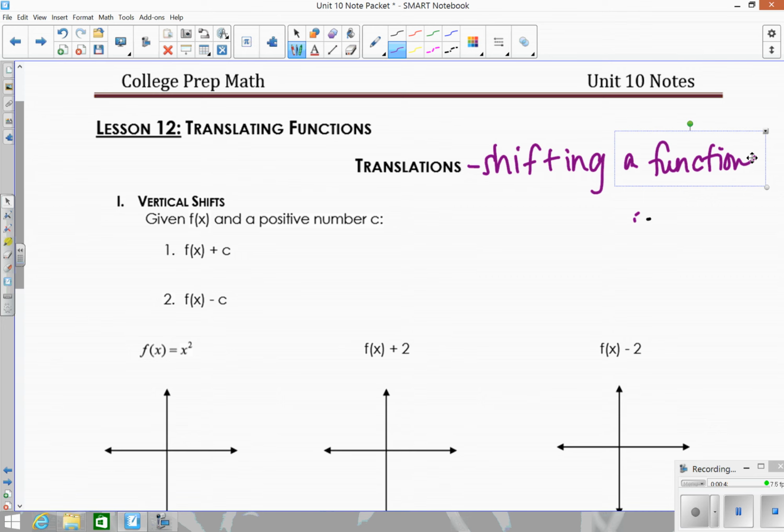Vertical shifts. So if you're given this function and you have a number being added at the end, that means you're going to be shifting upward. So this is going to be up c units. So basically you're going to take one of our parent functions and you're going to see like a +3 at the end. And that just means you're going to take those parent function graphs and you're going to move them up 3 units. If you see the -c, that means you're going to be going down c units. So towards the negative numbers.